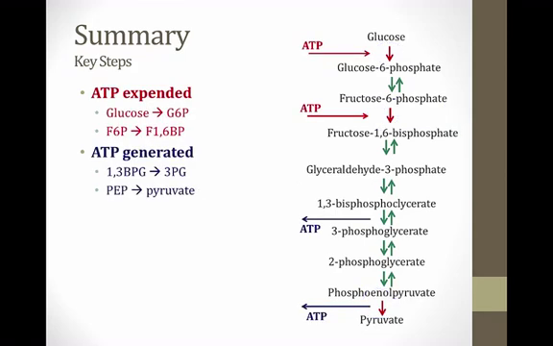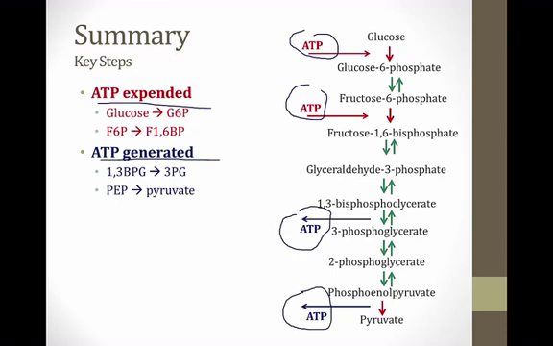Finally, I'll finish with a summary slide showing you where ATP is expended and generated. There are 2 steps in the priming stage where ATP is utilized, and then there are 2 steps in the energy stage where ATP is generated. And that concludes our module on glycolysis.